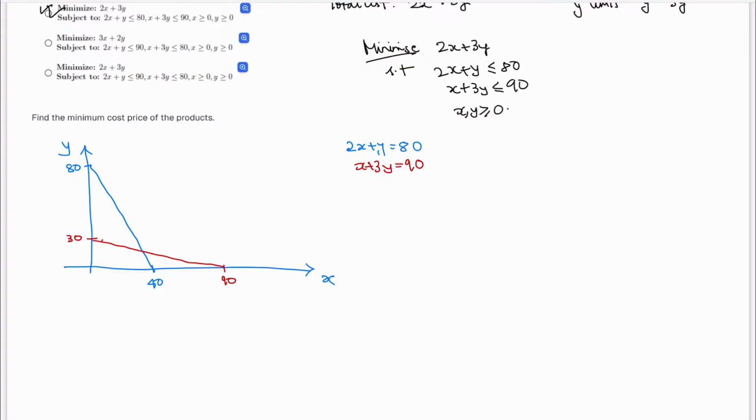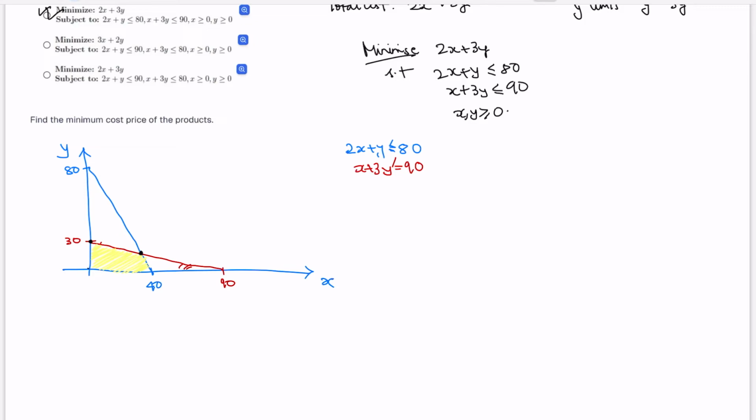Now again, what do we have? We have as inequalities that 2x plus y is less than equal to 80. So the region of points where 2x plus y is less than equal to 80 is this particular region, which is shaded by blue. Similarly, for the second equation we can say that x plus 3y is less than equal to 90, which means the shaded region is this. Now the required shaded region which satisfies both constraints is the intersection of these two regions.